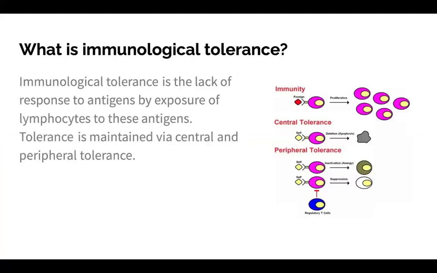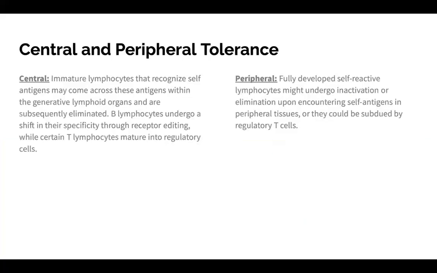So what exactly is immunological tolerance? Immunological tolerance is the lack of response to antigens by exposure of lymphocytes to these antigens. Tolerance is maintained by central and peripheral tolerance. So what exactly are central and peripheral tolerance?